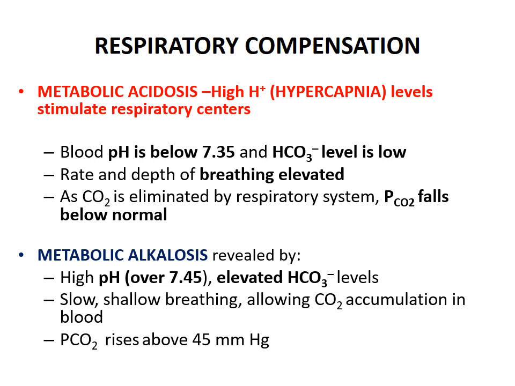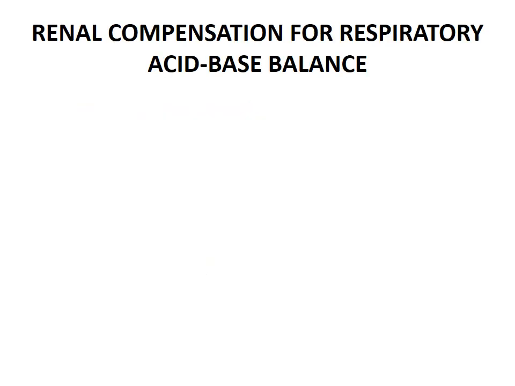PCO2 rises above 45 millimeters of mercury. Renal compensation for respiratory acid-base balance. For the acid-base balance, kidney and lungs function together in a cooperative manner to maintain the balance. So both these organs have a major role in maintaining the acid-base balance.